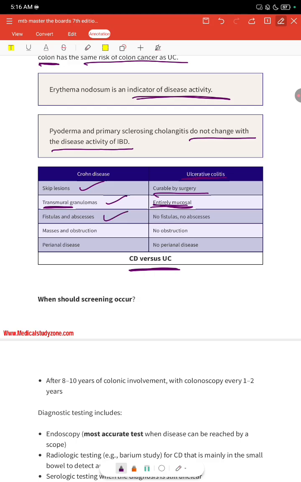Fistulas and abscesses are present in Crohn's disease. No fistulas, no abscesses in UC. Masses and obstruction are there in Crohn's disease. No obstruction in UC. Perianal disease is present. No perianal disease in UC.